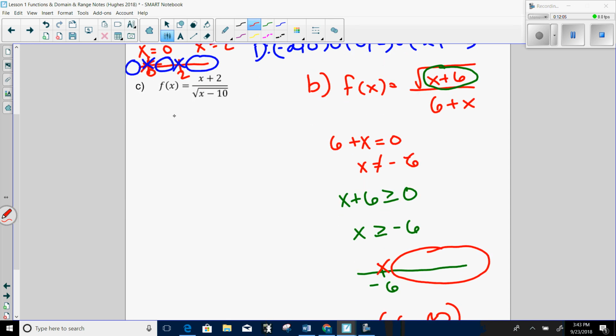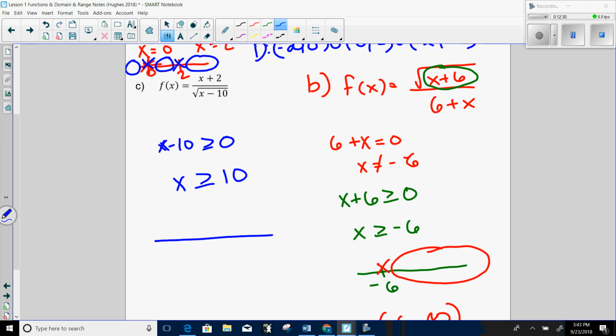If I look at C, okay, C, my numerator, I could care less what my numerator is. My denominator, my x minus 10, has to be greater than or equal to 0. I don't know why I drew the square root. So my x minus 10 has to be greater than or equal to 0. So I make an inequality. Greater than or equal to 0, x has to be greater than or equal to 10.